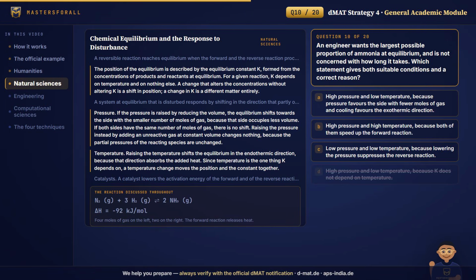Option D says, because K does not depend on temperature. Go back to paragraph 2. K depends on temperature and on nothing else. That reason is the exact opposite of the one sentence I told you to mark heavily. Right conditions, false reason, dead option A. By feel, that was a 50-50 between 2 options that look identical. Reading the because made it certain.